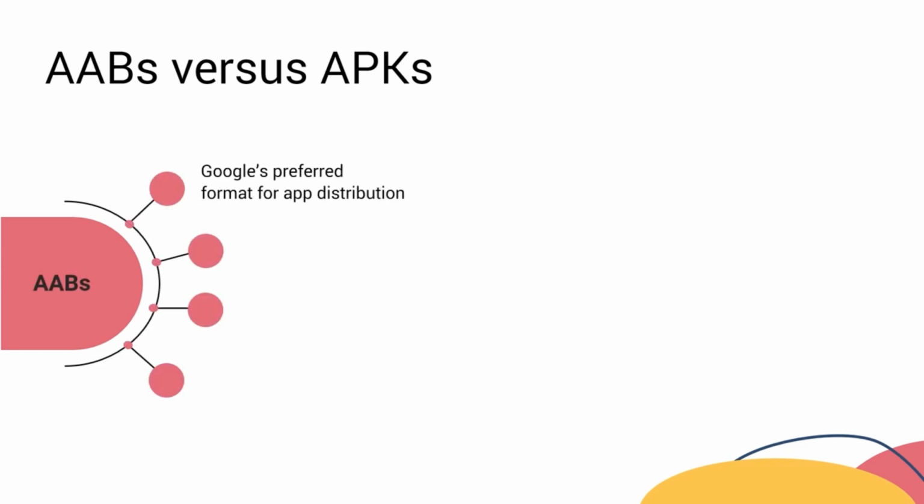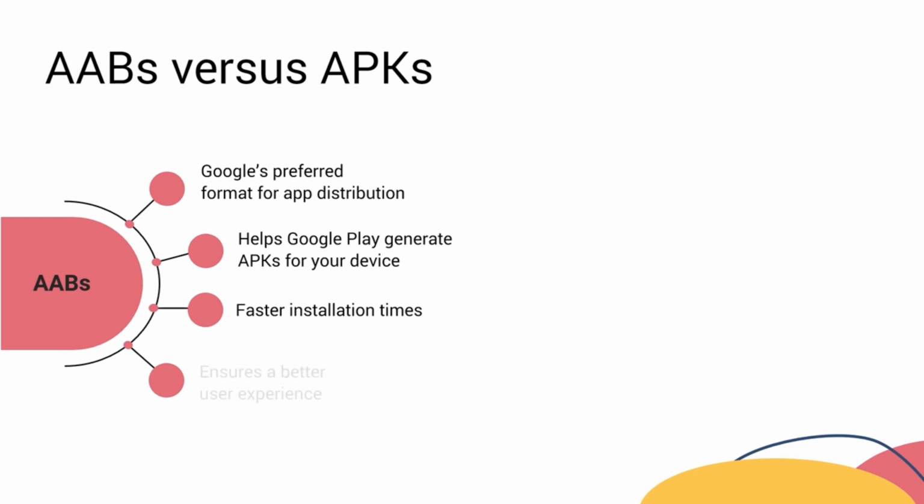AAB is Google's preferred format for app distribution. It helps Google Play generate APKs for your device, ensuring faster installation times. This bundle benefits users by reducing the download size, which is useful for users from regions with slow internet speeds. AABs ensure a better app user experience.